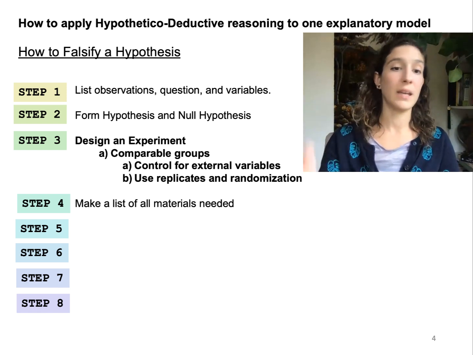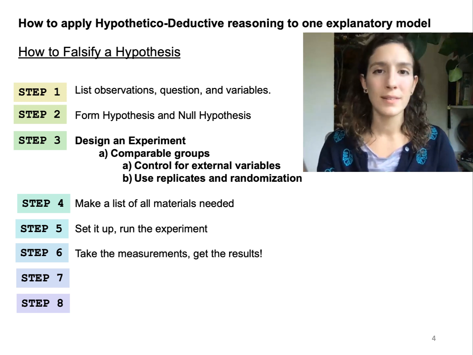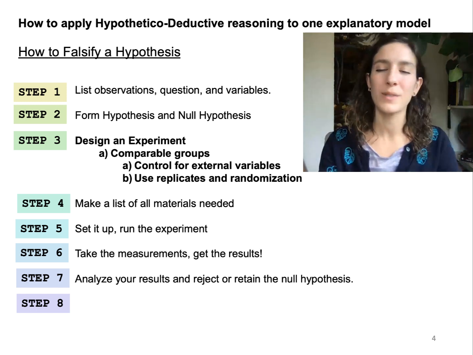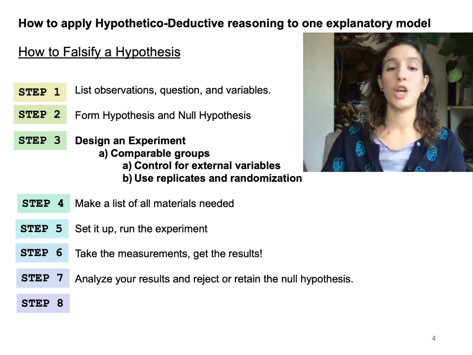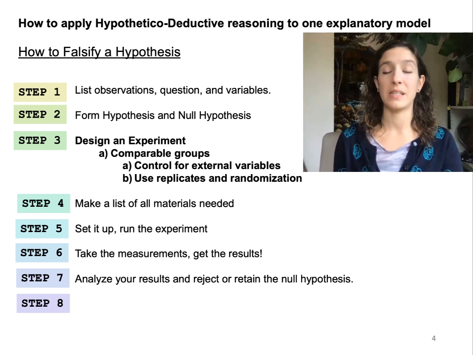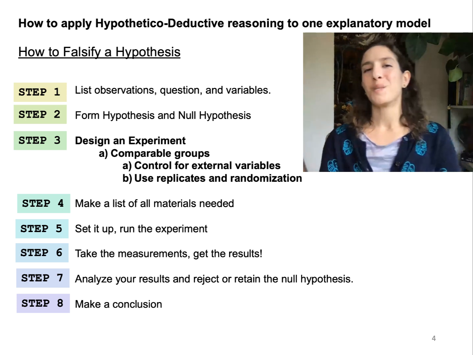Step 4 would be to make a list of all the materials that are needed, and then you actually set it up and run the experiment. You take the measurements, you get results, you analyze your results, and reject or retain the null hypothesis based on your analysis. And then you make a conclusion.